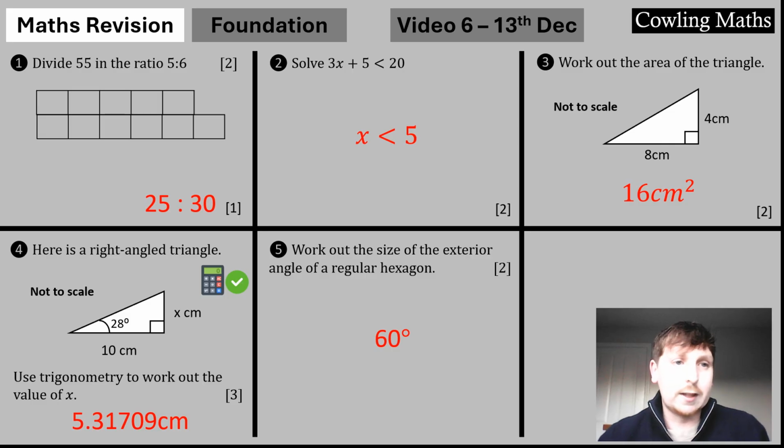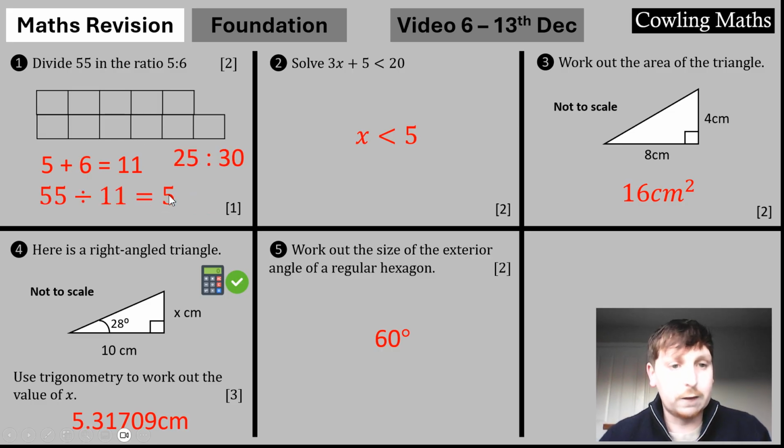So on this first one, it says to divide 55 into the ratio 5 to 6. I'd recommend drawing a bar model with 5 on the top, 6 on the bottom. We're then going to add up the boxes. So there's 5 on the top, 6 on the bottom. That's 11 boxes in total. We're going to use that 11 to divide the 55 now. So 55 divided by 11 makes 5. That means each of the boxes is 5. Therefore, on the top, 5 times 5 makes 25. 5 times 6 makes 30. So the final answer for 2 marks is 25 to 30.